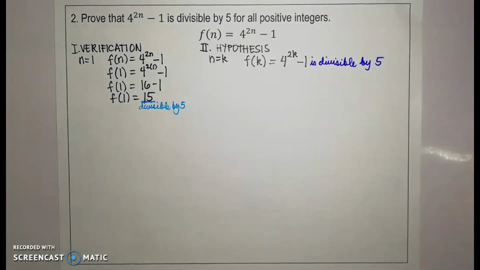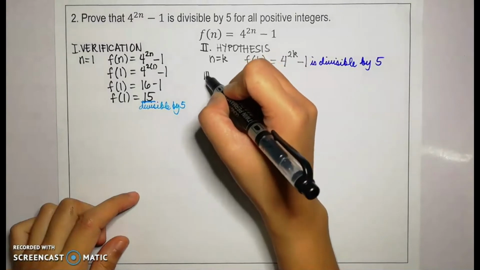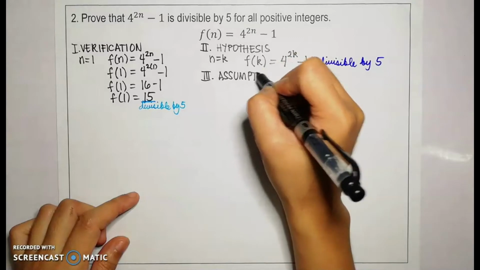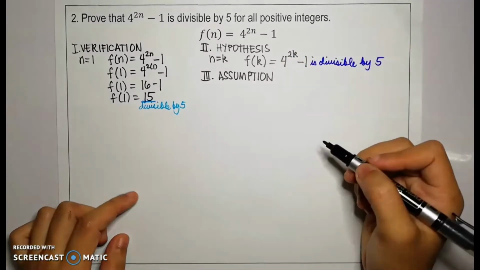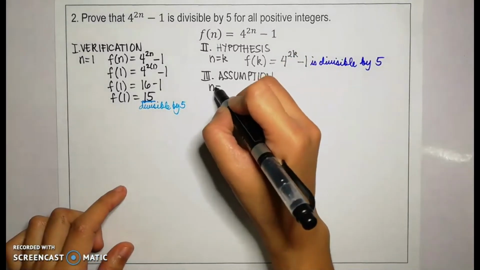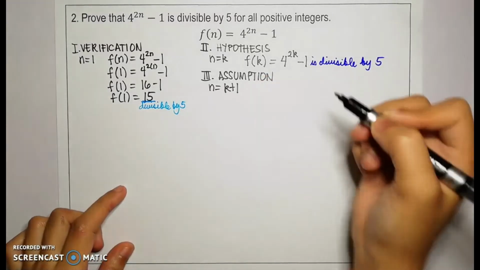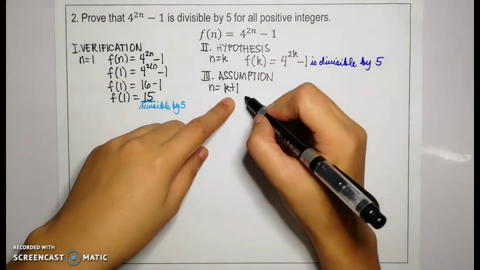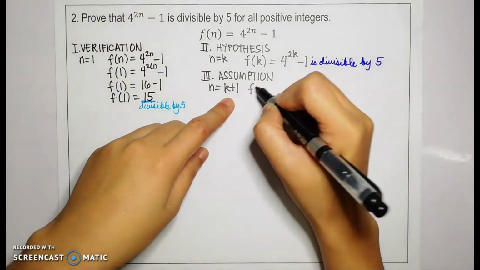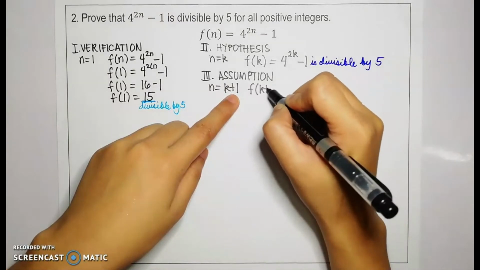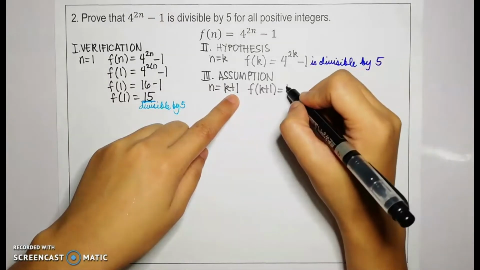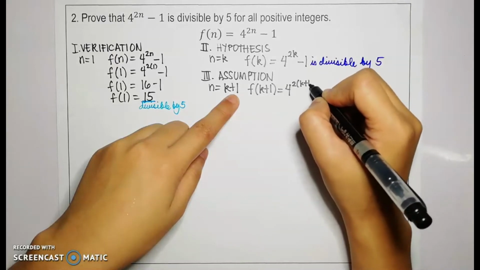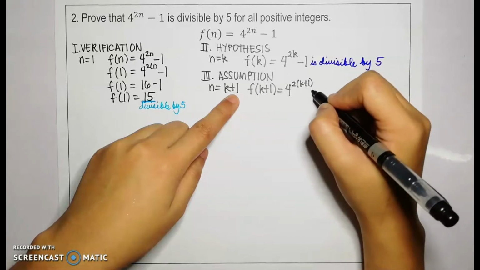Next step is assumption. We need to assume that f of n equals 4 raised to 2n minus 1 is divisible by 5 when n is equal to k plus 1. So we will change the value of n in the function to k plus 1. So we have f of k plus 1 equals 4 raised to 2 times k plus 1 minus 1.